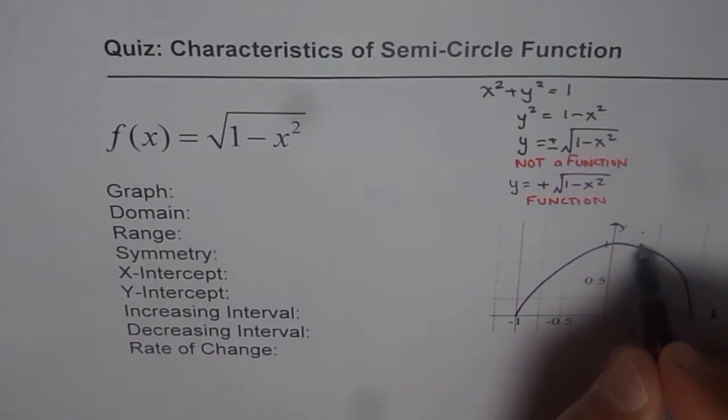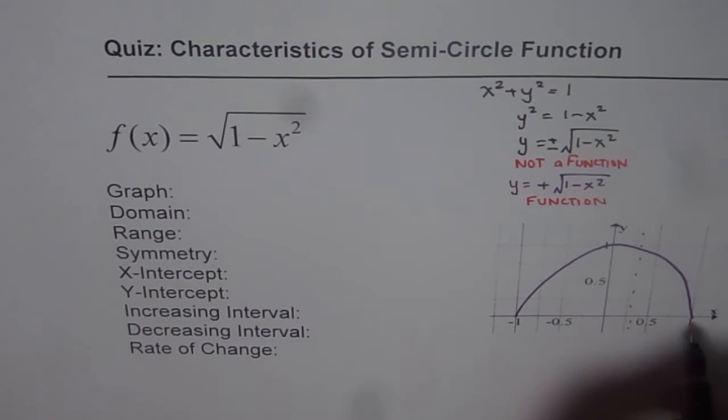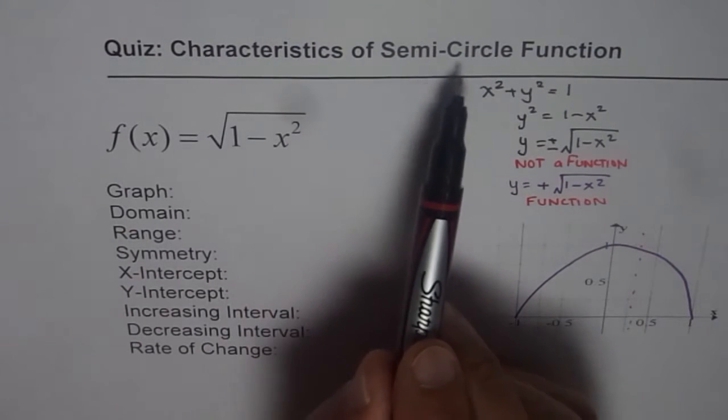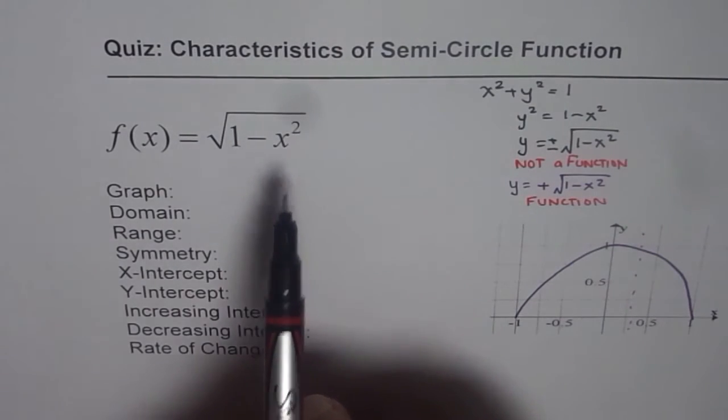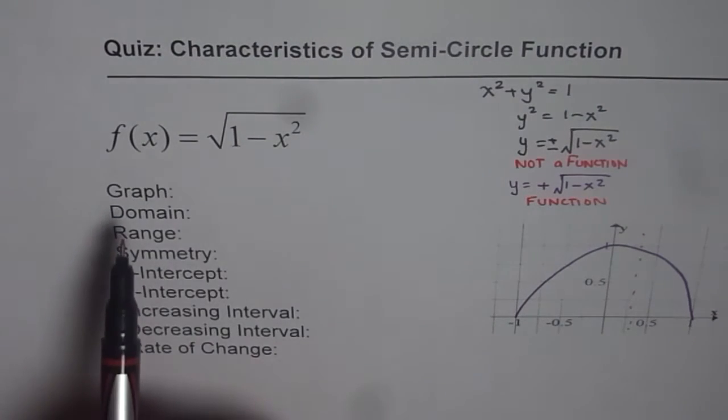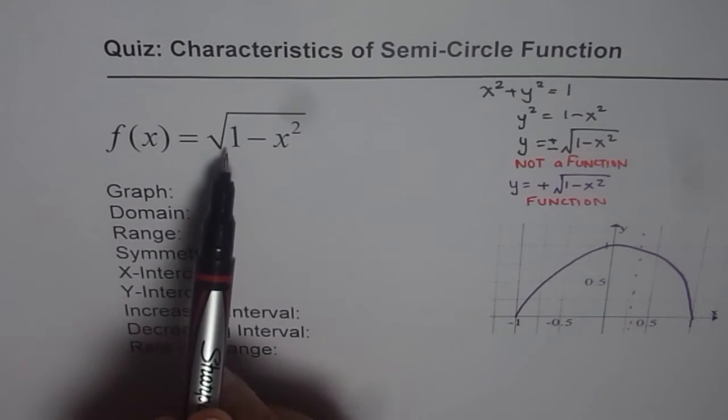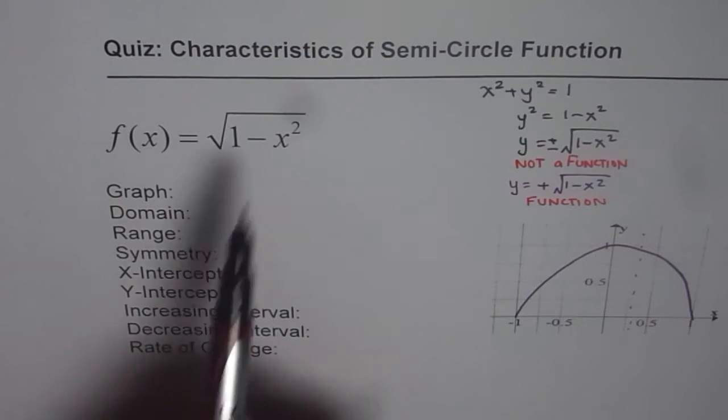So if you draw any vertical line test, it will go through only one point, not 2 points, since we are not considering the lower half of the circle. So it is a function. A semicircle is a function, and that is how you can write the equation for a semicircle. So this equation represents a semicircle.